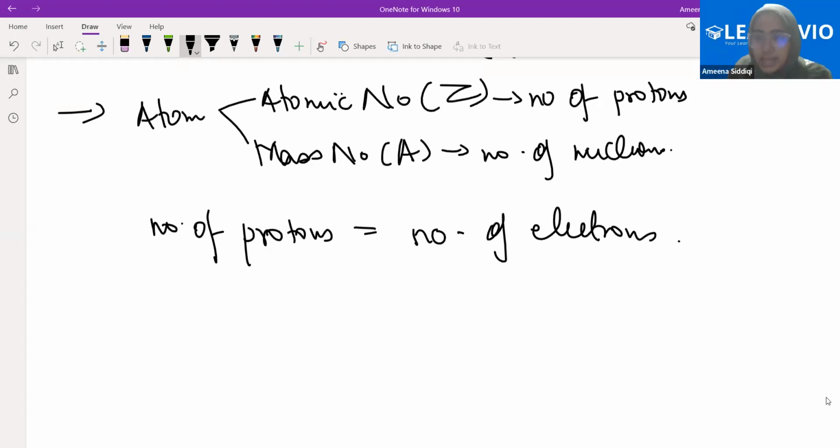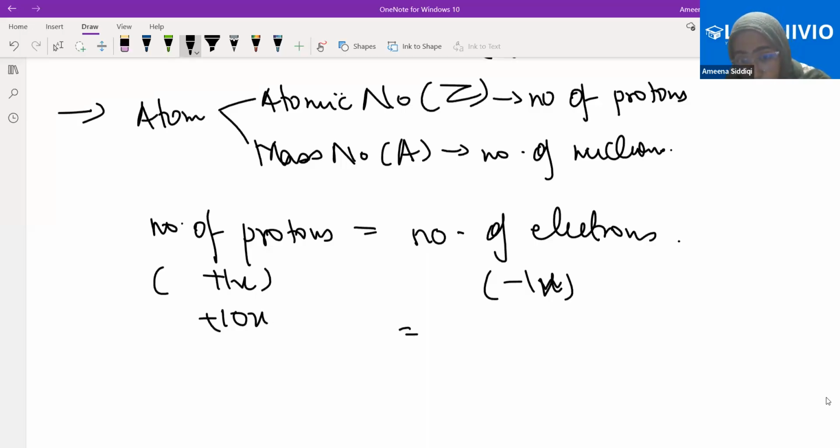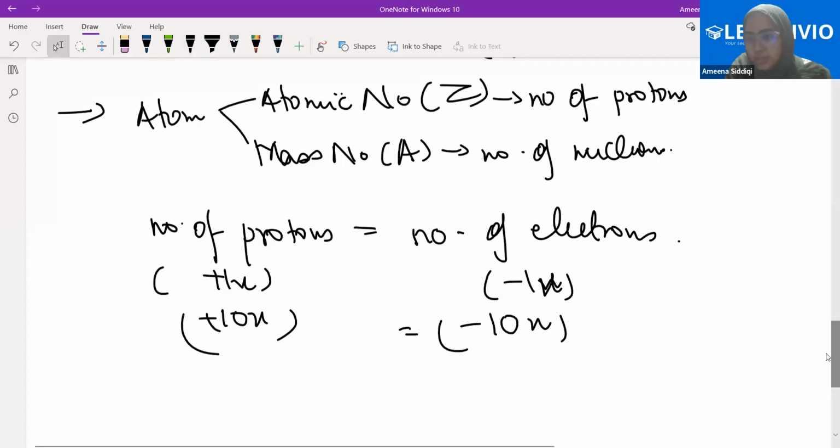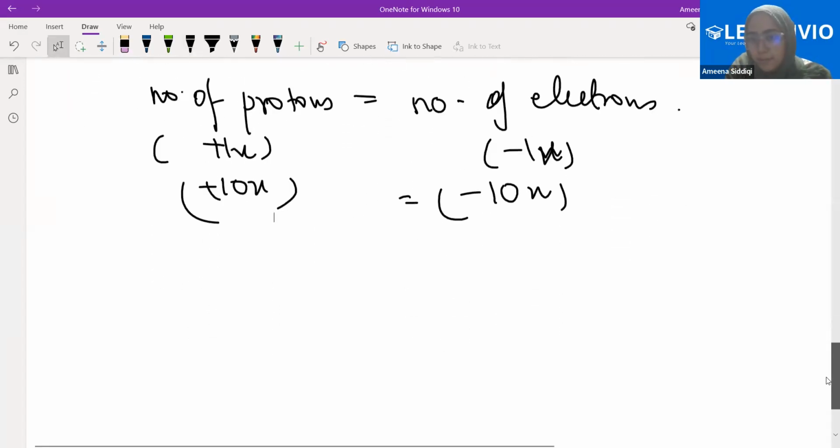Do you get it? Example, let's say the charge on one proton is plus 1x and the charge on one electron is minus 1x. If I have 10 protons, then the charge because of the 10 protons will be plus 10x, and there should be a charge of minus 10x to neutralize this plus 10x. For that, I should have 10 electrons. Do you get this?